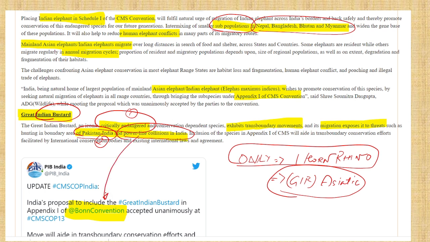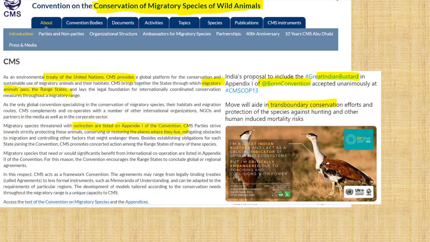What is the Bonn Convention? You have to see this: the Convention on Migratory Species of Animals, for the transboundary conservation of animals. You have to know it is about migratory species of wild animals.